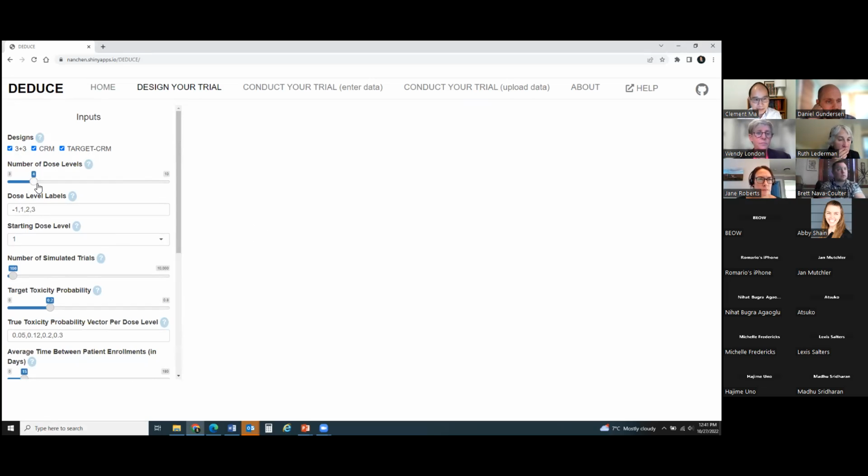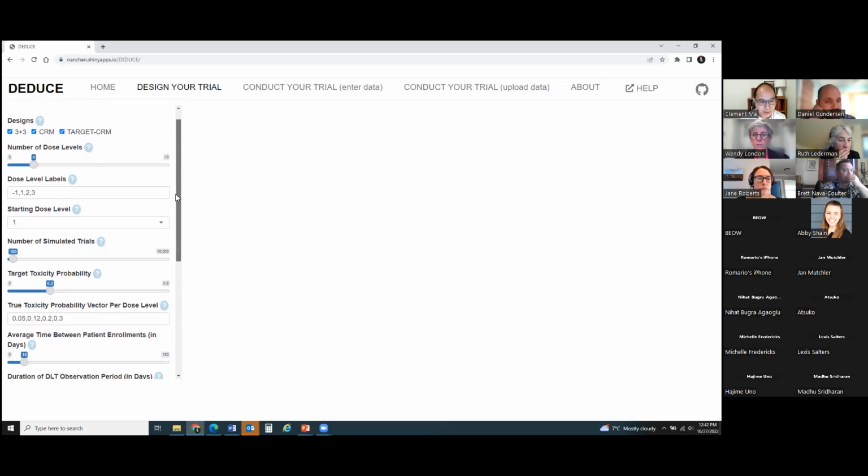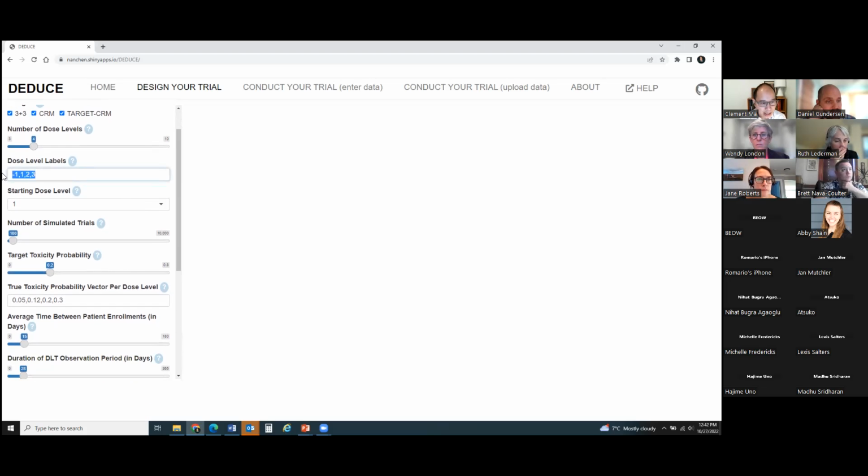Next, you have to specify how many dose levels are in your trial. So this is a slider bar. You can see I can change like this, and I'm going to keep this at 4 dose levels, similar to the aileron trial that Wendy has shown earlier. And then you could also specify the label for each of the dose levels.